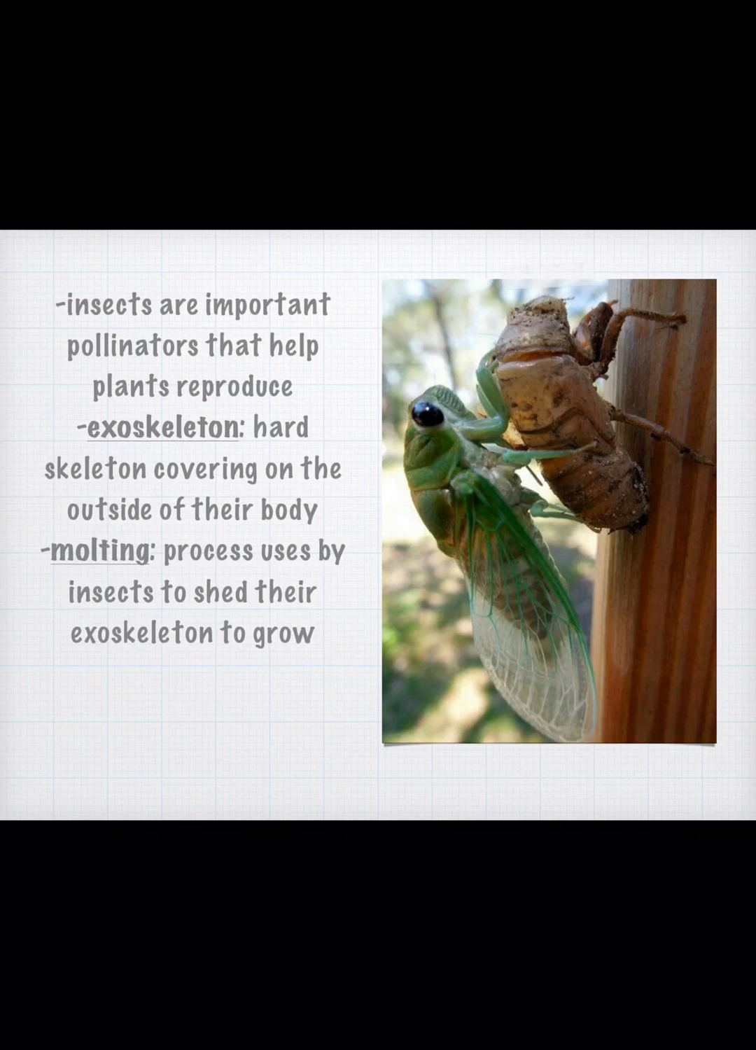You can see that insect right there in that picture is called a cicada. And the cicada has molted from its old exoskeleton. And the old exoskeleton is just a shell that they drop and they grow a new one. And that process is called molting.